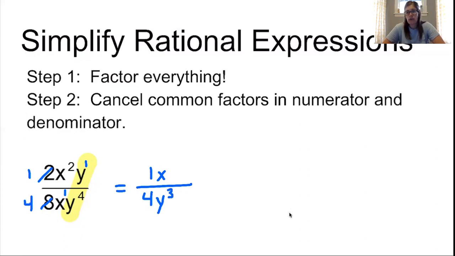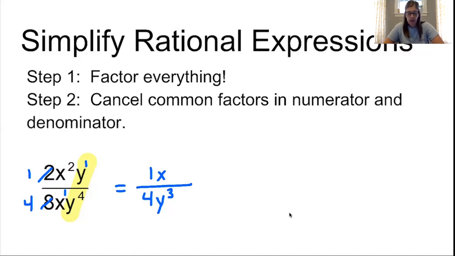It's okay if you do y to the 1st and then subtract 4, then you would get y to the negative 3 in the numerator, and of course you would flip that down into the denominator. So at the end of this, you should always have only positive exponents in your simplified form. If you have a negative exponent after doing some kind of subtraction, go ahead and flip that to the opposite location, numerator or denominator. Okay.